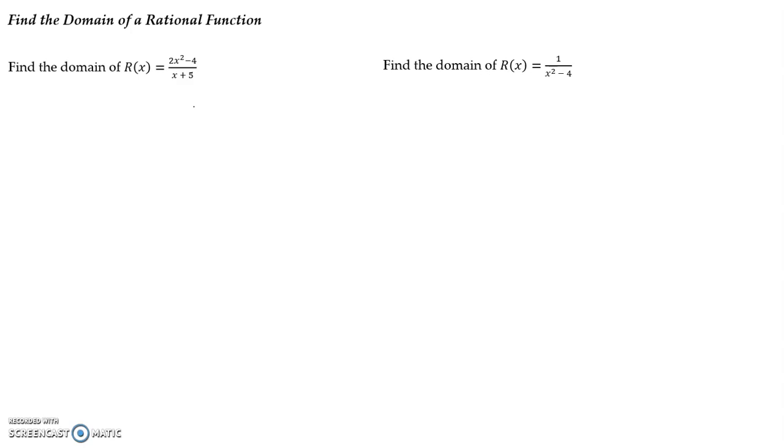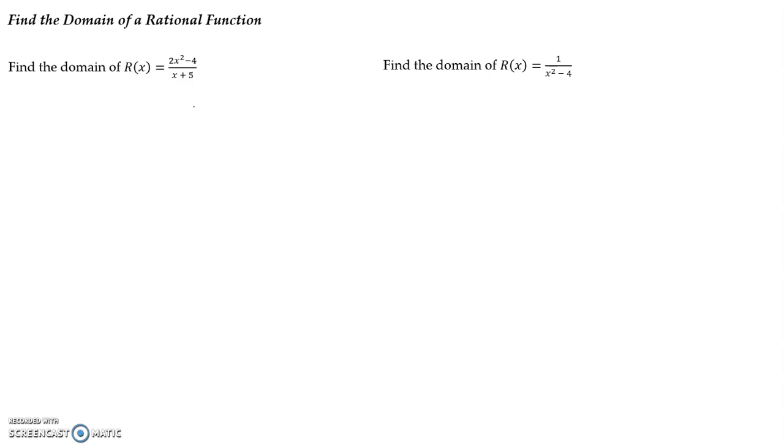Let's take a look at rational functions. Rational functions are going to come to us in the form of fractions. So we're going to have a numerator on top, which is going to consist of some type of polynomial, and in our denominator we'll have another polynomial. And we're going to refer to these functions as r of x.